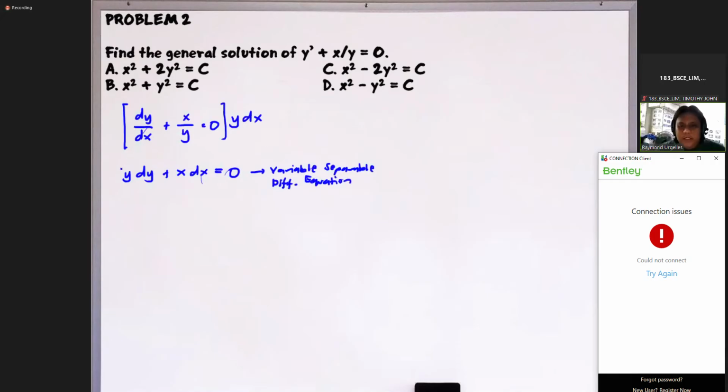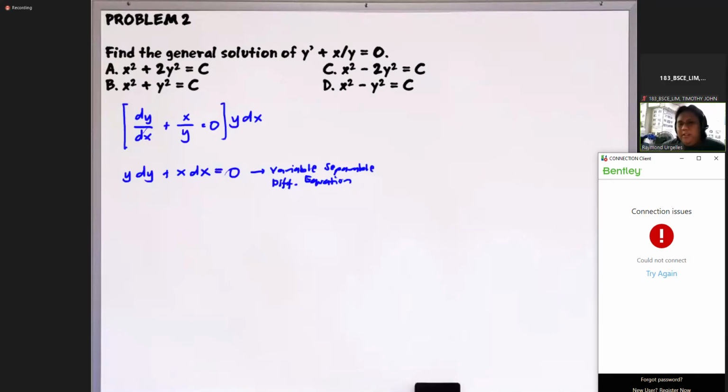We can see here that the y variables and the x variables are separated. Any questions? Again, the y and the x are separated, and that is what we call a variable separable differential equation.